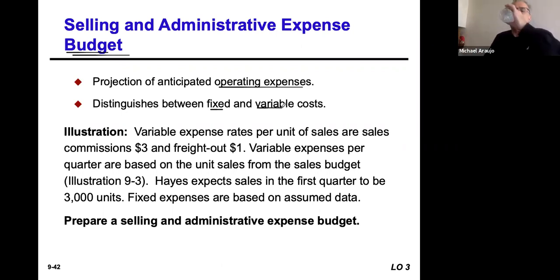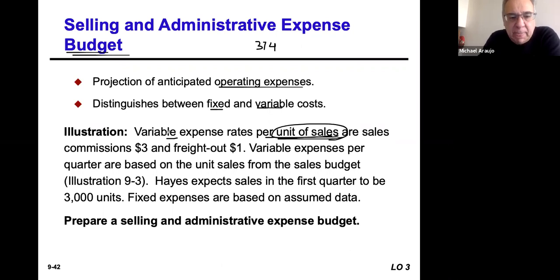We spent a lot of time understanding the differences between those. So here's an illustration. If you have your book, this is on the top of page 374. We're doing this in order here. And so you have variable expense rate per unit of sales. So this goes way back to the sales budget. If you want to look at the unit sales that they're budgeting for each quarter, you're going to go back to the sales budget.